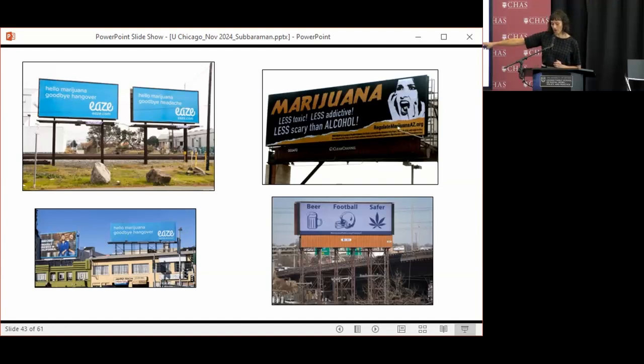That one in the bottom corner there, I like especially because there's a Bud Light billboard on one side, and then right next to it, it says, "Hello marijuana, goodbye hangover." And so they're really putting it in your face, these comparisons of alcohol versus cannabis. It's better for you, it's safer. It's even safer than football.